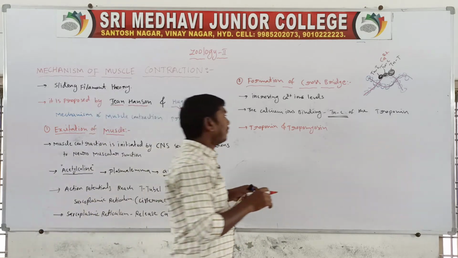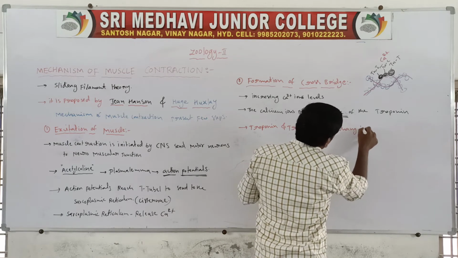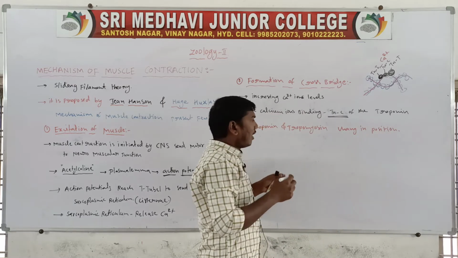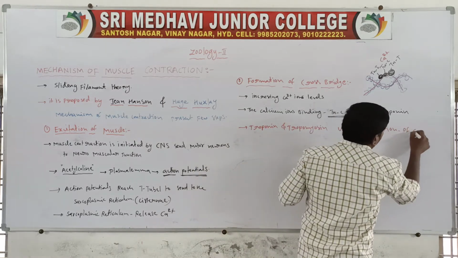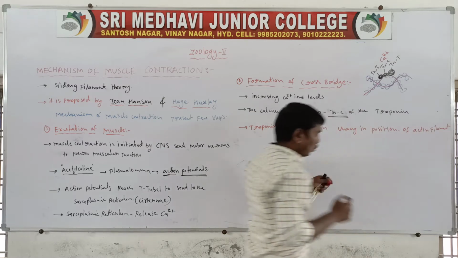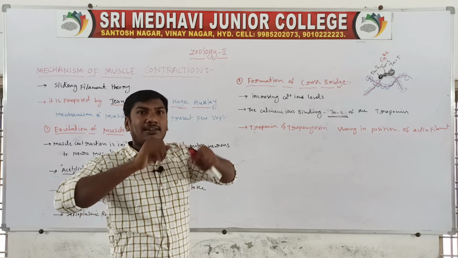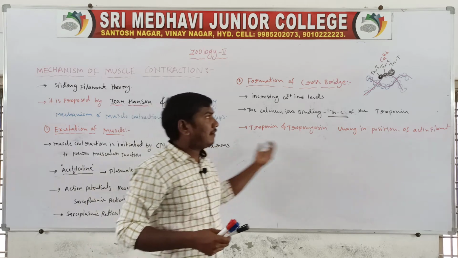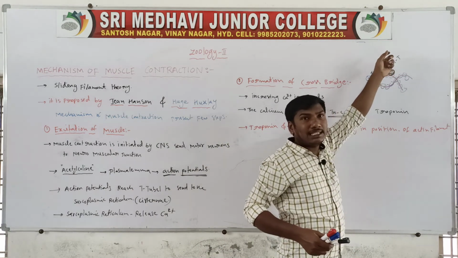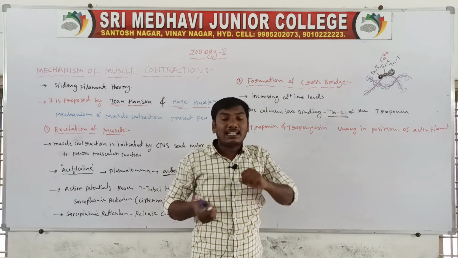Unmasking of troponin and tropomyosin, change in position of the actin filaments. Troponin and tropomyosin change in position, turning from one side. So troponin C binds the calcium ions, and the troponin and tropomyosin change the position on the actin filament.